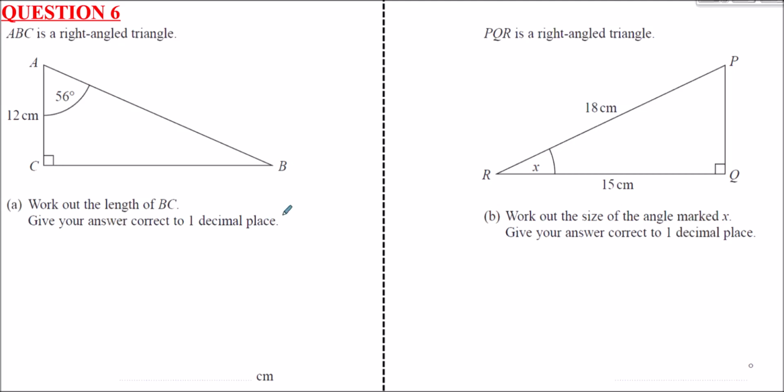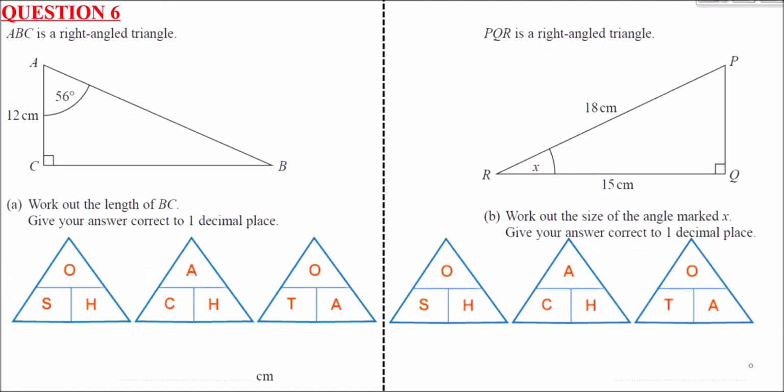Here for question 6, we've got two right-angled triangles for both A and B. For part A, we know a side and an angle. We're trying to find another side. And for part B, we know two sides and are trying to find an angle. So because of this, I'm hoping you should be able to spot these are both going to be SOHCAHTOA, right-angled trigonometry type questions. So I can get the SOHCAHTOA triangles here and ready.